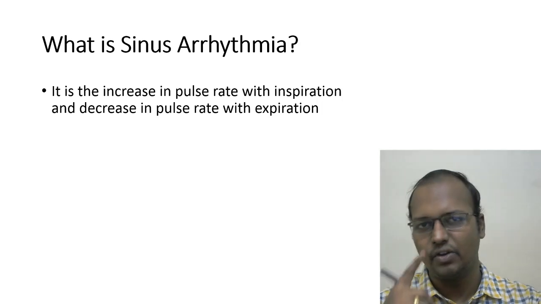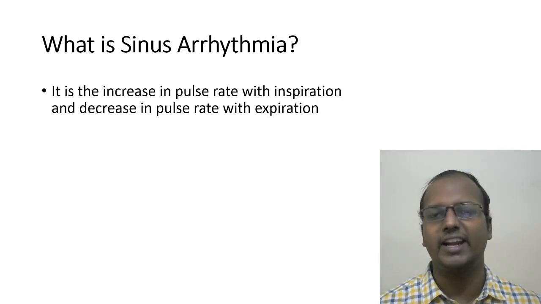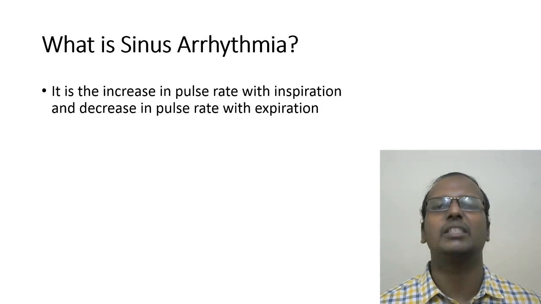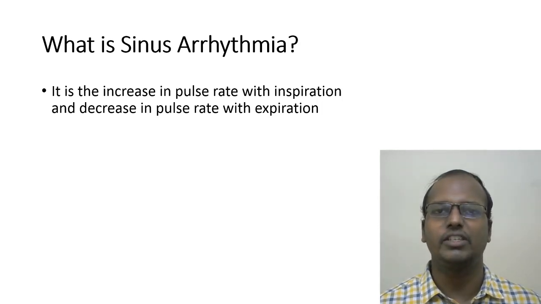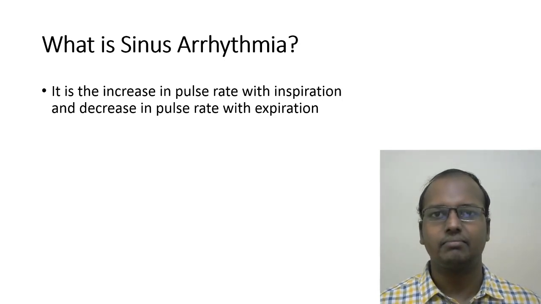We have discussed already. It is the negative intrathoracic pressure during inspiration, which pulls a lot of blood into the right side of the heart. And during inspiration, what happens? The blood from the right side of the heart, which is pulled in, will be distributed into the lungs. So what happens to the left side of the heart?